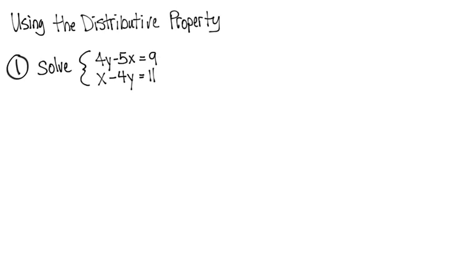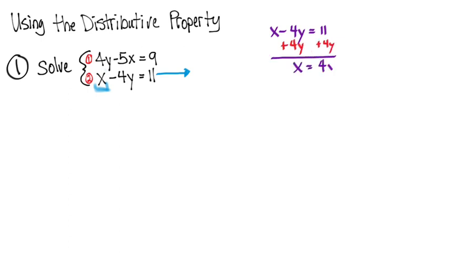Okay, what happens if you have to use the distributive property? Let's just make sure we take care of all of our bases. So first I need to solve for one of these variables if I'm just going to solve by substituting. This is the easiest one, so I'm just going to add 4y. So I get this, x equals 4y plus 11. I plug that back into the first equation for x.